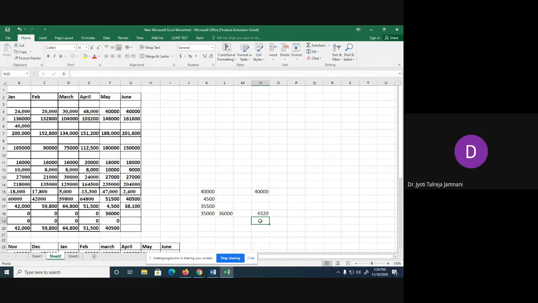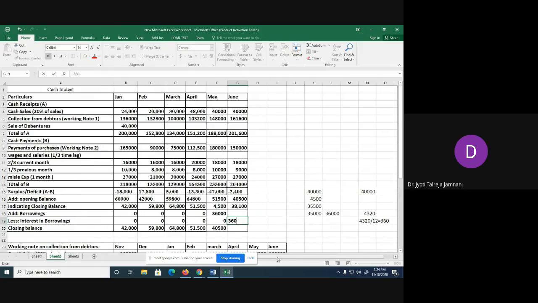Now, if I want monthly interest, I will do 4,320 yearly interest divided by 12 months. So I will get 360. So if you divide, you will get 360. So this is the monthly interest. So here I will take interest 360. Okay. And now just see what we are doing with the interest. Here I have written less interest on borrowings. Can everybody see this highlighted area?